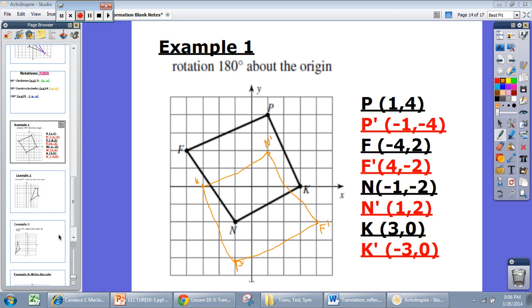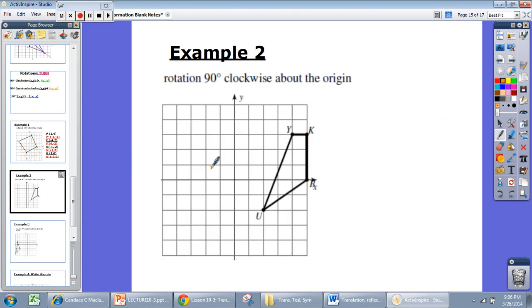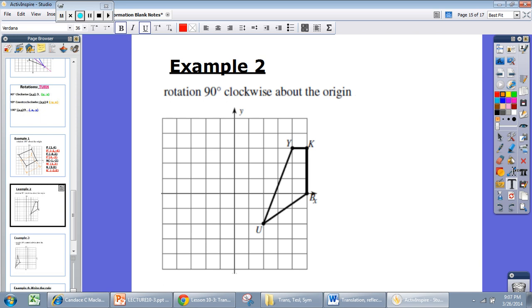All right. Next example, we have 90 degrees clockwise. For clockwise, we're switching and we make X negative. So first thing, let's write out our points.